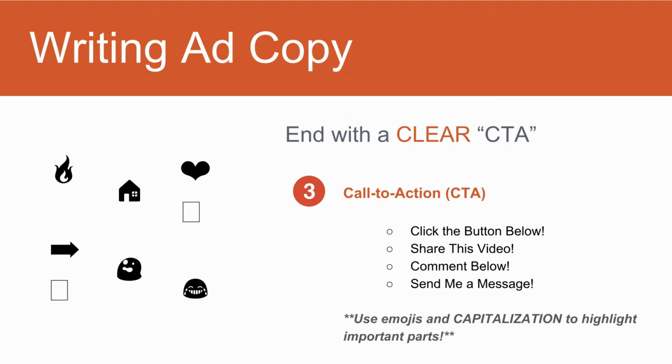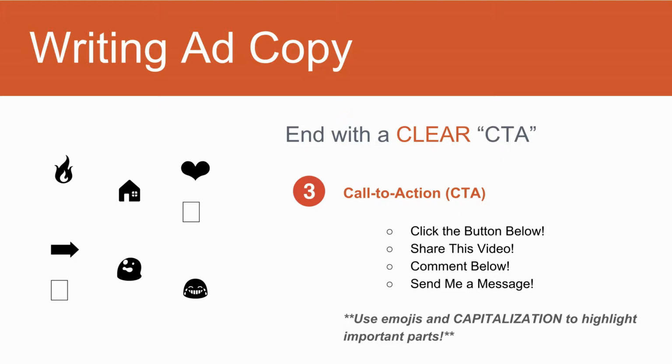So you might say click the button below. If it's not that kind of ad, you may tell them to do something else. So maybe you want them to share the video. An example would be you have a video about how to get pre-qualified for a loan, you might say, hey, share this video with someone you know that's been thinking about buying a house. So that hopefully they'll go ahead and share it with one of their friends, right?